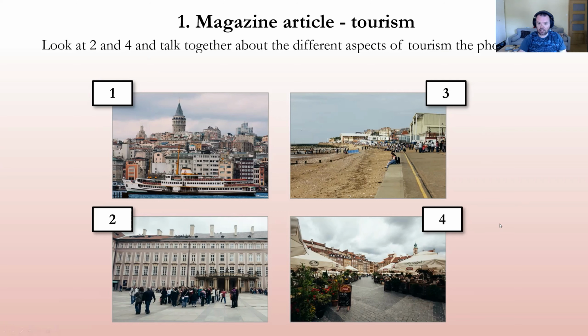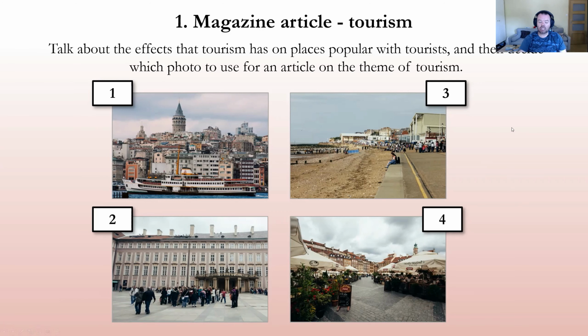So they get about 1 minute for that, and then they're given 3 minutes for the real collaborative task. They talk about all 4 pictures now. They talk about the effects that tourism has on places popular with tourists in this example, and then decide which photo to use for an article on the theme of tourism. So there are 2 parts to it.